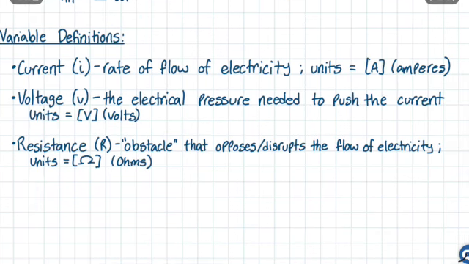After that, we have resistance, which is represented as a capital R. Resistors are the obstacle that opposes or disrupts the flow of electricity, and they're represented with a capital omega, also known as ohms.